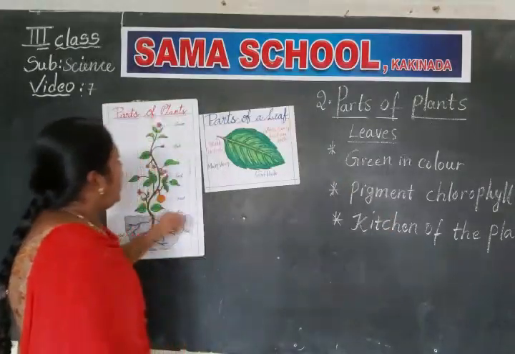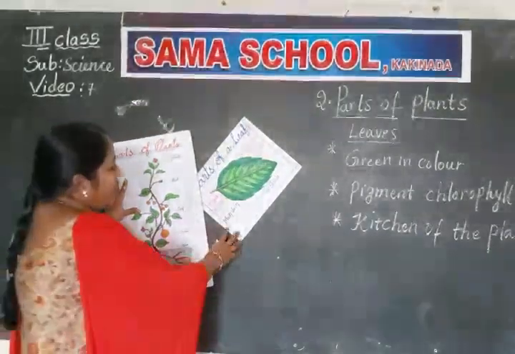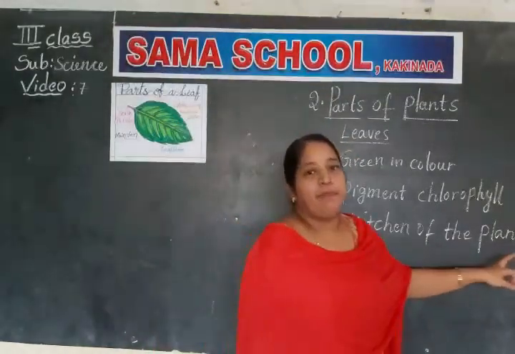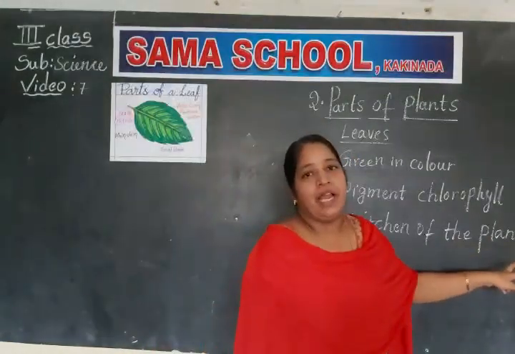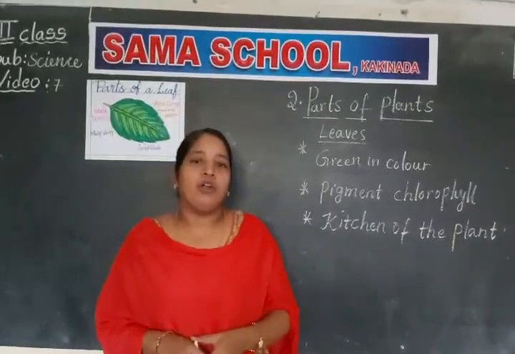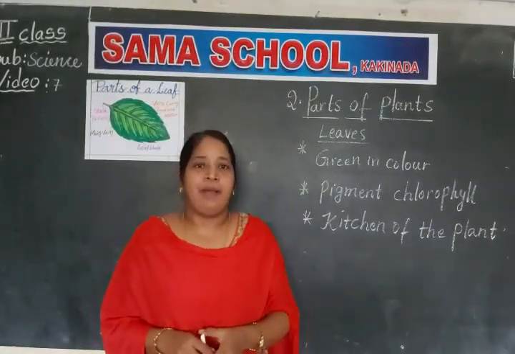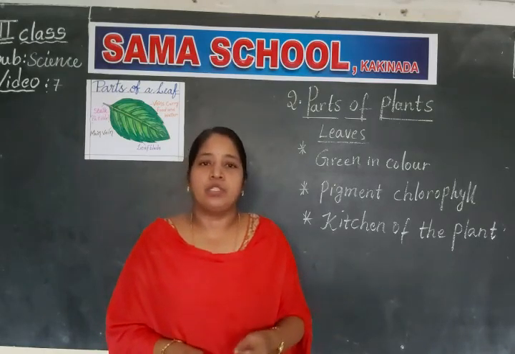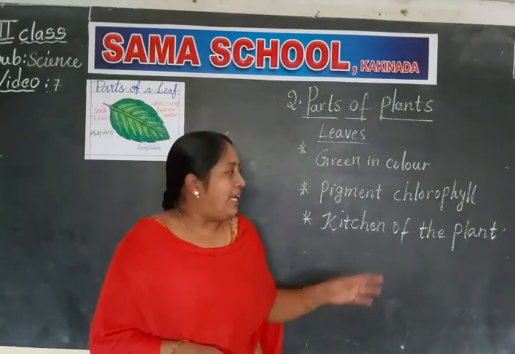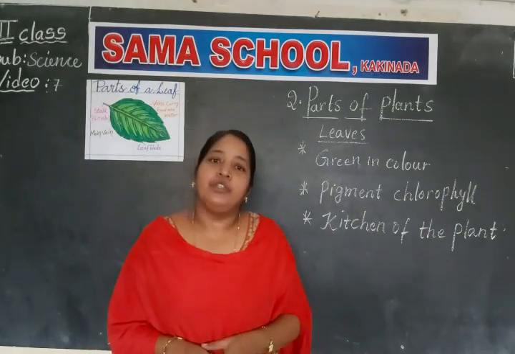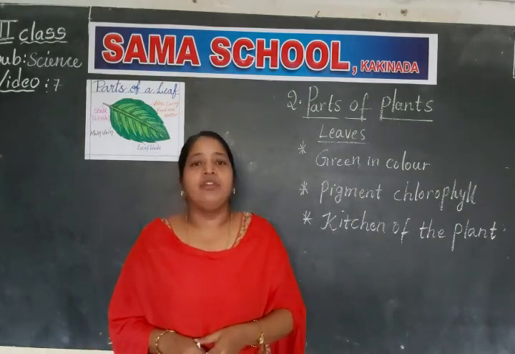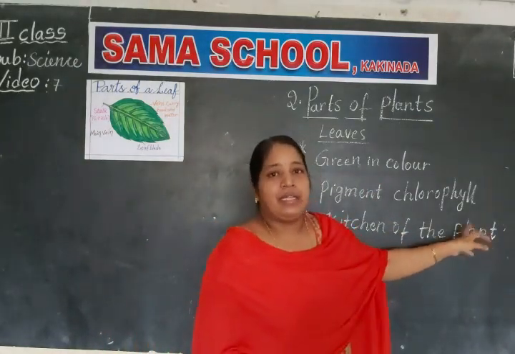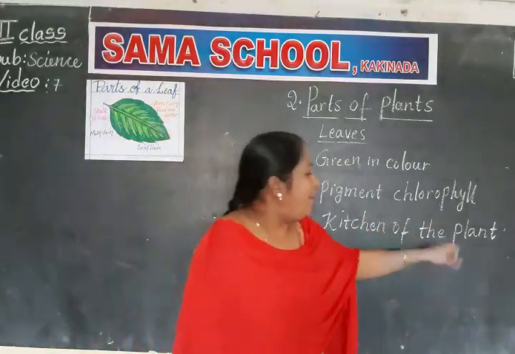In the same way, if you observe the plant body, the leaves are called kitchen of the plant. Why are they called kitchen of the plant? In the plant we have so many parts like branches, stems, leaves, fruits, buds, and so on. And in which part does the plant prepare its food? In the leaf. In the leaf the food is prepared. That's why leaves are called kitchen of the plant.